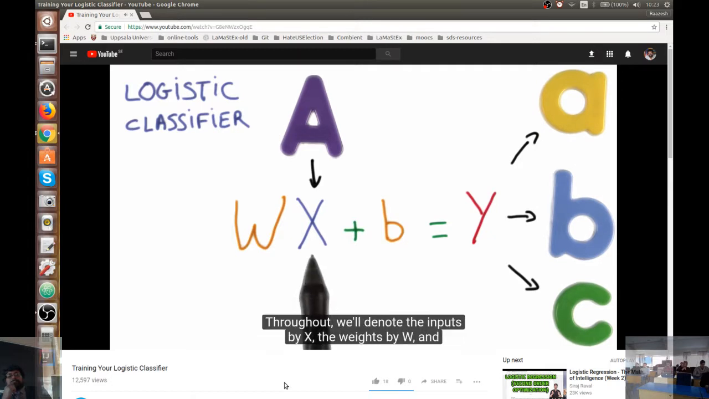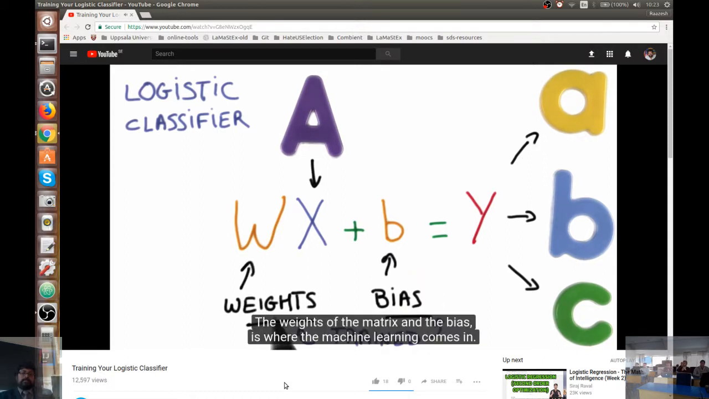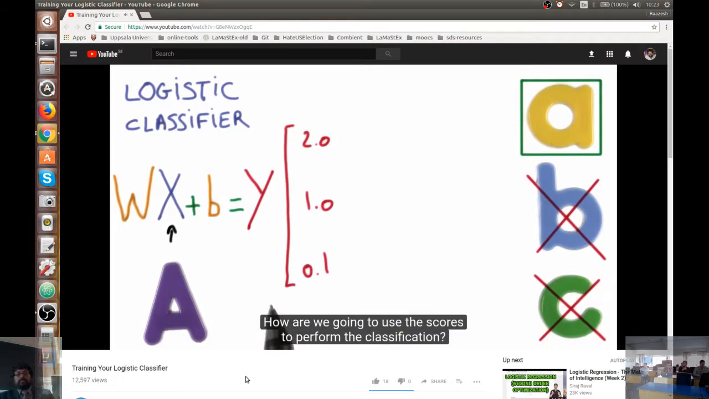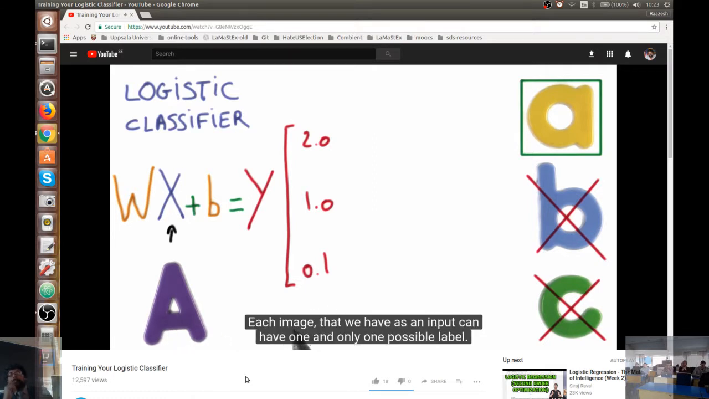Throughout, we'll denote the inputs by x, the weights by W, and the bias term by b. The weights of that matrix and the bias is where the machine learning comes in. We're going to train that model. That means we're going to try to find the values for the weights and bias which are good at performing those predictions. How are we going to use those scores to perform the classification? Well, let's recap our task. Each image that we have as an input can have one and only one possible label.